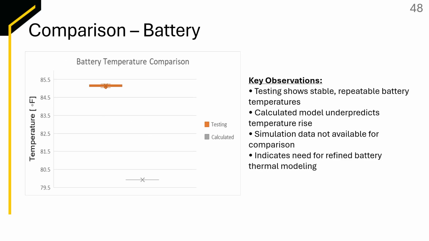Here's a temperature comparison of battery. This shows the testing and the calculated values being compared. For the observations, we see our testing shows stable repeated battery temperatures. Our calculated model underpredicts the temperature rise. Our simulation was not available for comparison, and this graph indicates a need for refined battery thermal modeling.